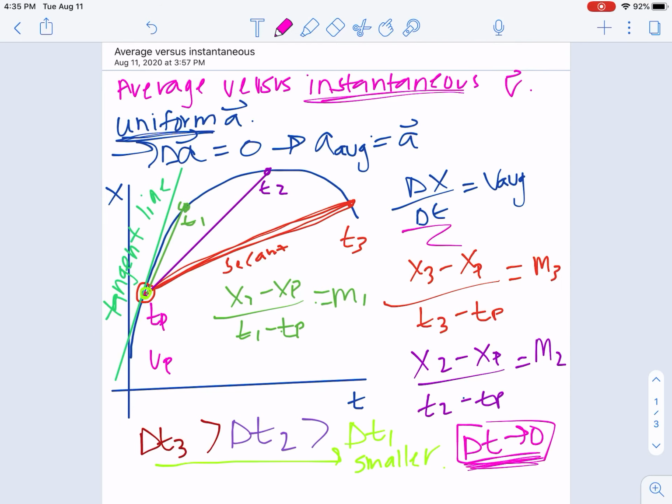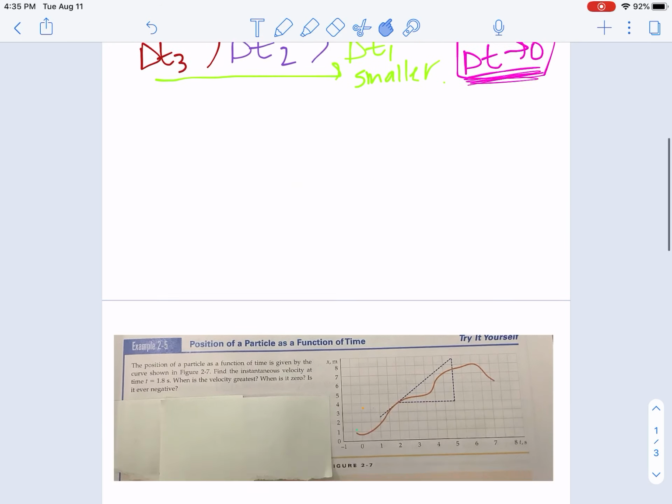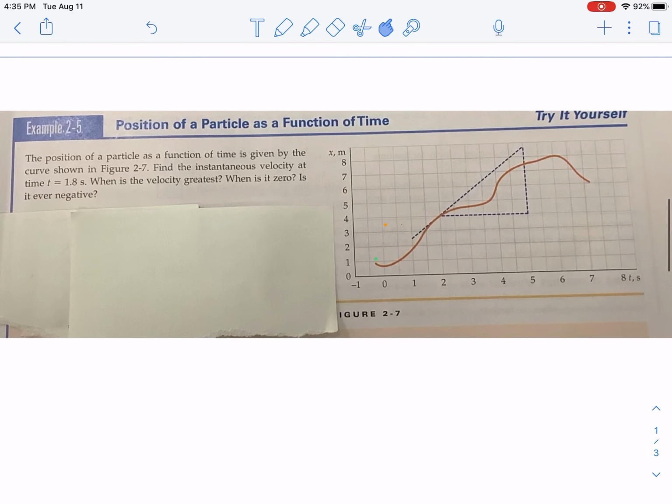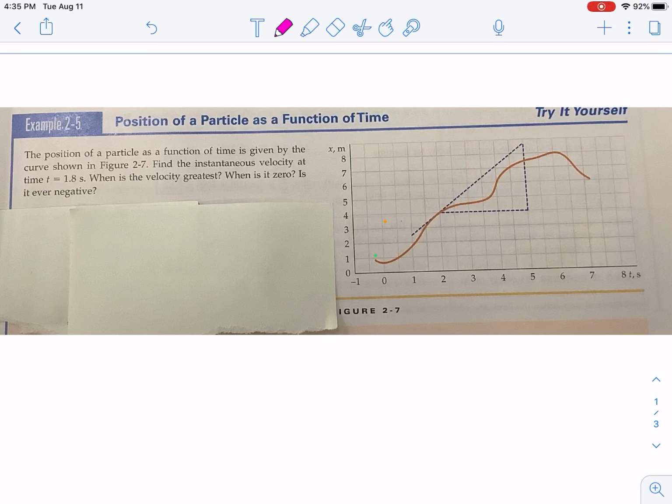So I've got two little examples that are going to go with this idea of delta t. So we have an example here. It says the position of a particle as a function of time is given by the curve shown over here. So this is what we're looking at. It says first, find the instantaneous velocity at t equals 1.8, which is that point right there.